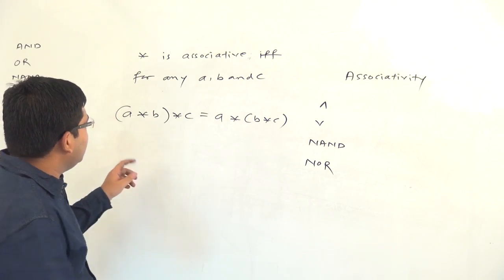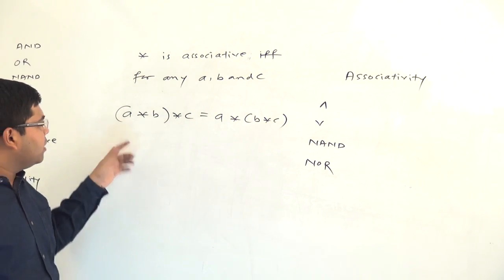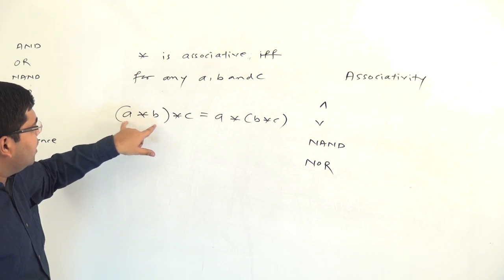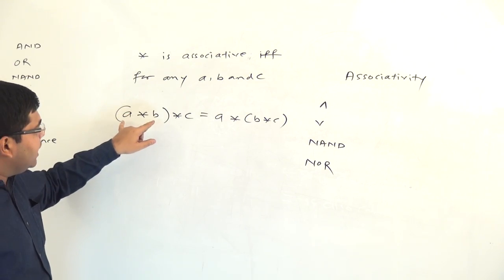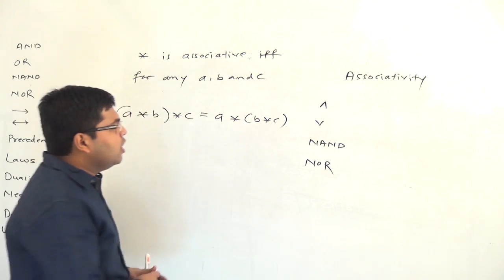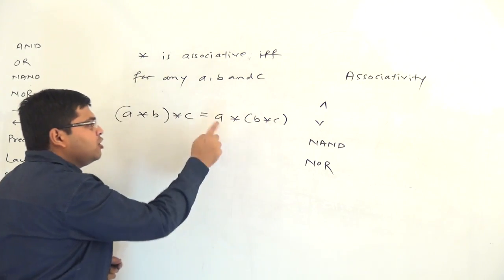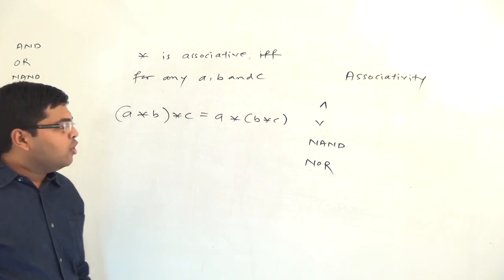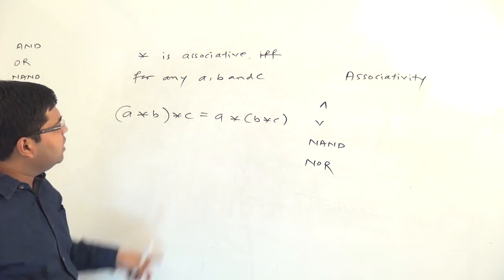Now what does that mean? If you change the grouping here, the only difference is that of grouping. What we are doing here, we are performing the operation on A and B, and then the result is being operated with C. Here, first of all, we are performing the operation on BC, and then the result is being operated with A. Okay, so this is what is called associativity.